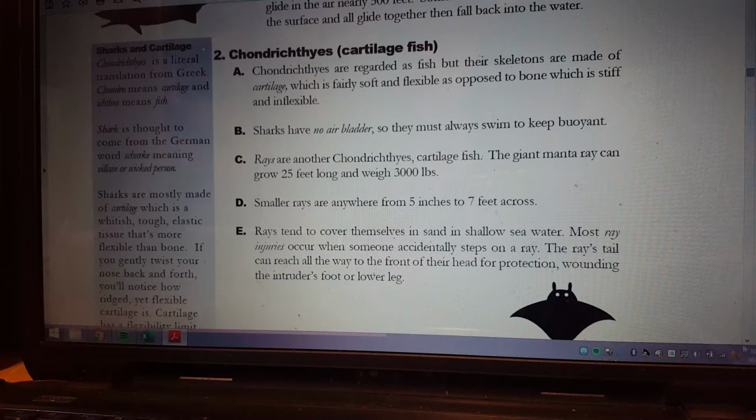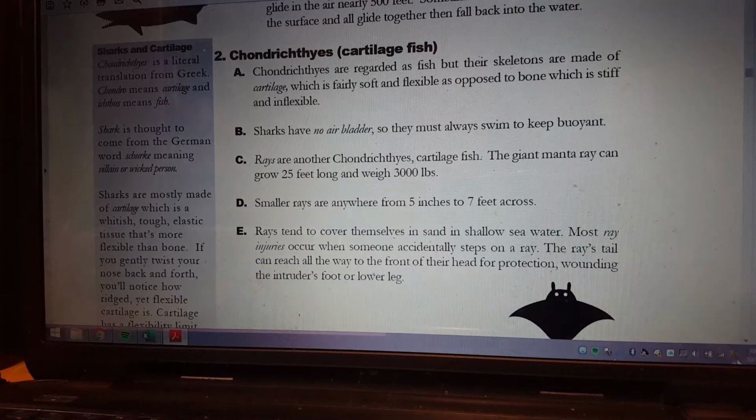Okay, let's begin section 2 on the cartilage fish. A. Chondrichthyes are regarded as fish, but their skeletons are made of cartilage, which is fairly soft and flexible, as opposed to bone, which is stiff and inflexible. B. Sharks have no air bladder, so they must always swim to keep buoyant. C. Rays are another chondrichthyes cartilage fish. The giant manta ray can grow 25 feet long and weigh 3,000 pounds. D. Smaller rays are anywhere from 5 inches to 7 feet across.